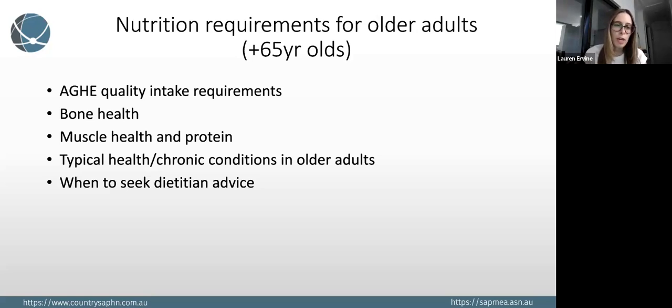We will look at bone health a lot. That's a massive area when it comes to older adults. Muscle health, meeting protein requirements, looking into a bit of a case study around this. Typical health concerns, chronic illness that might occur in older adults more commonly, and then when to seek dietitian advice. So looking at what time you might make a referral to a dietitian as well.